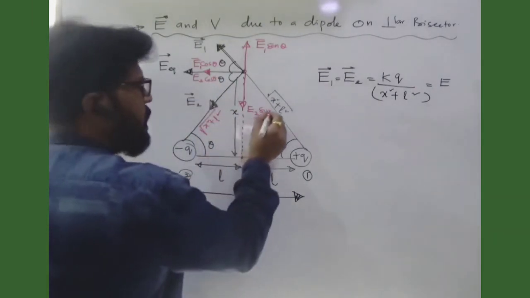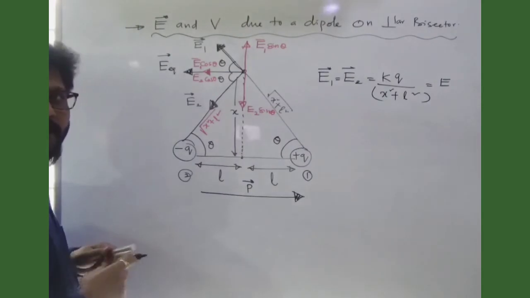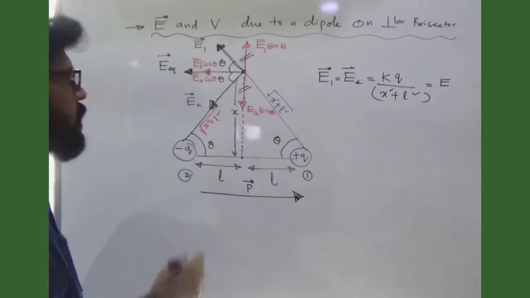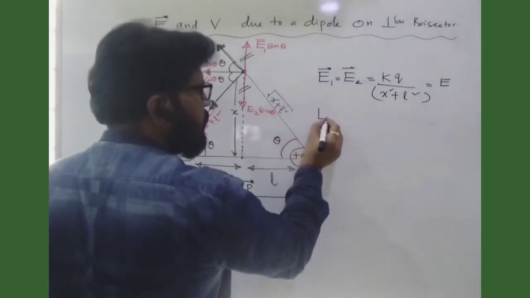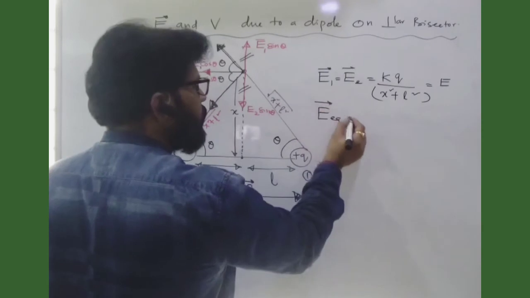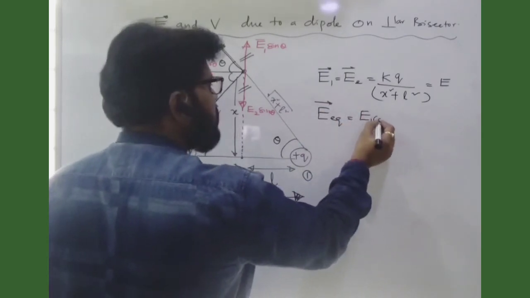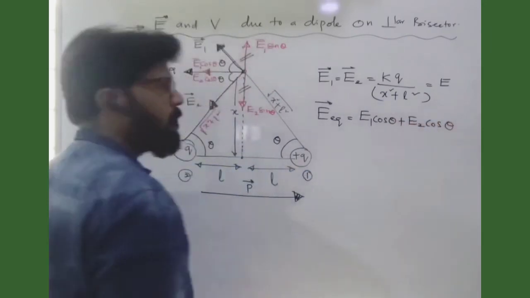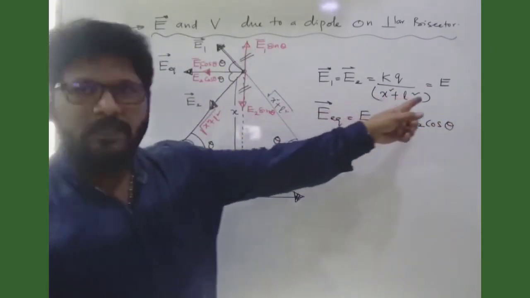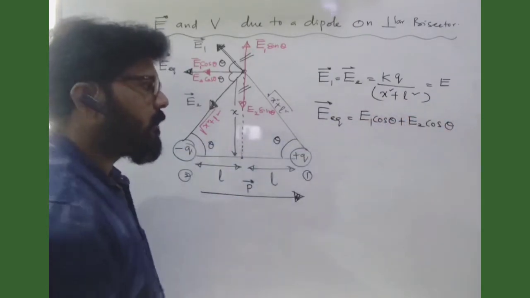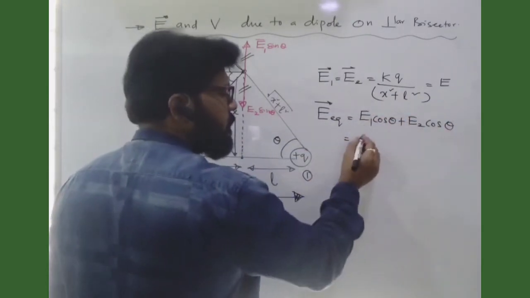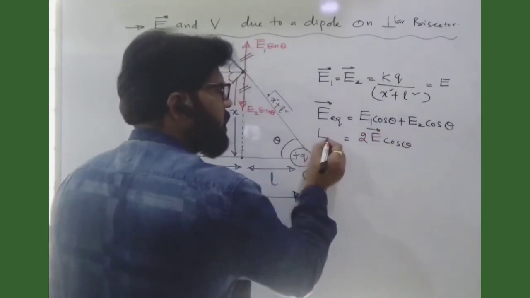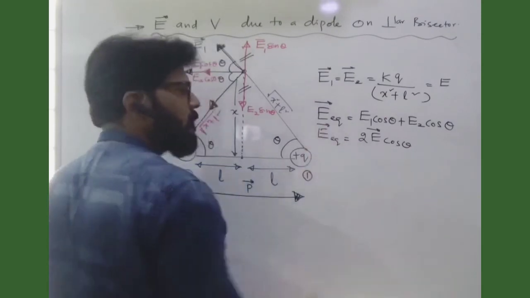E1 sin theta, E2 sin theta. Both E1 and E2 sin thetas will get cancelled because both are opposite in direction. So along the direction of E equatorial, we will be having E1 cos theta plus E2 cos theta. Am I right? But we know that E1 and E2 are both the same. Then I will substitute E1 and E2, that is nothing but 2E cos theta. E equatorial equals 2E cos theta. Is it clear?